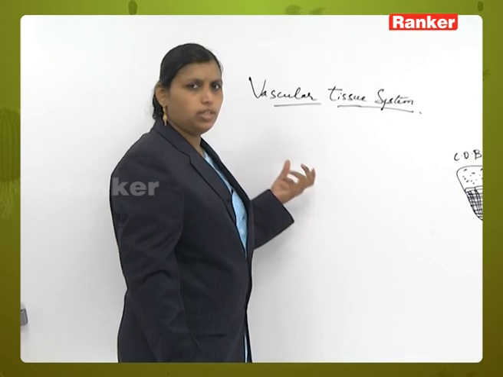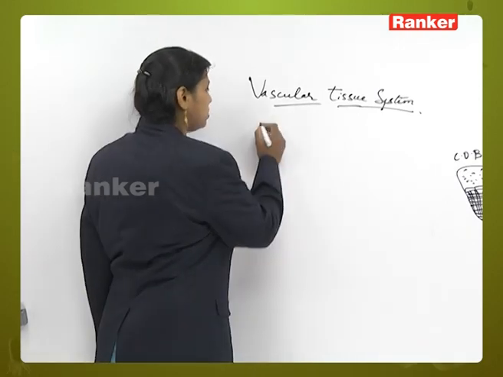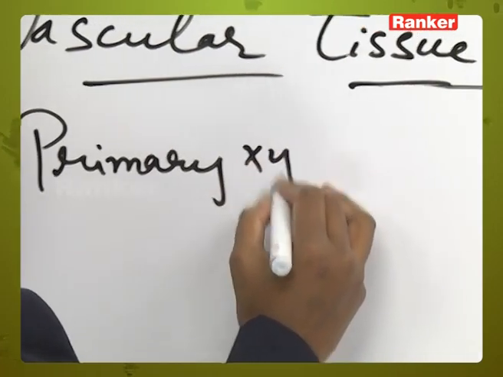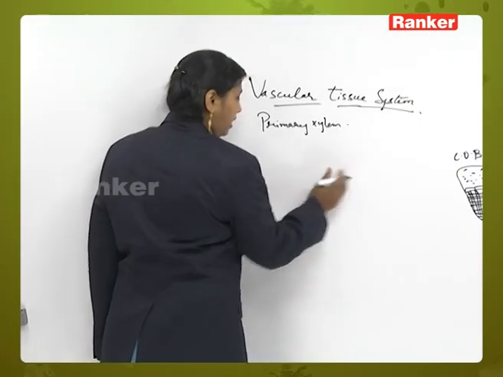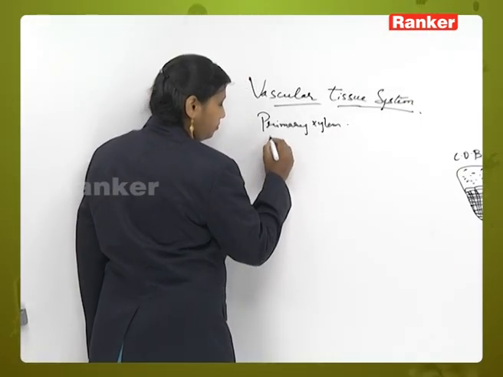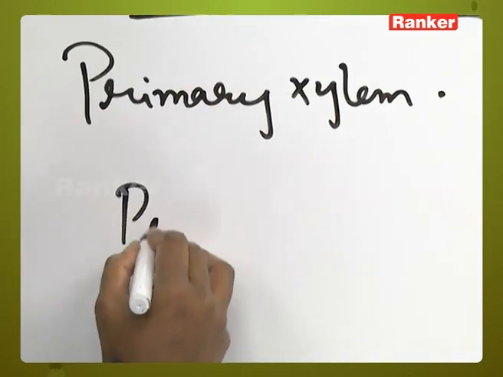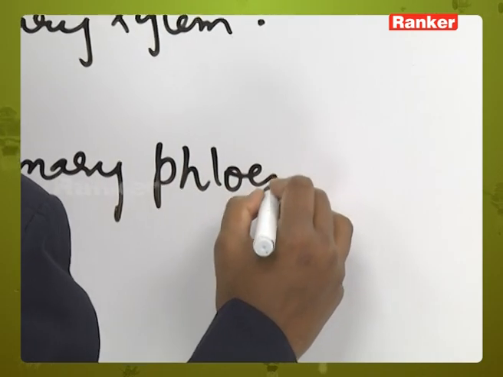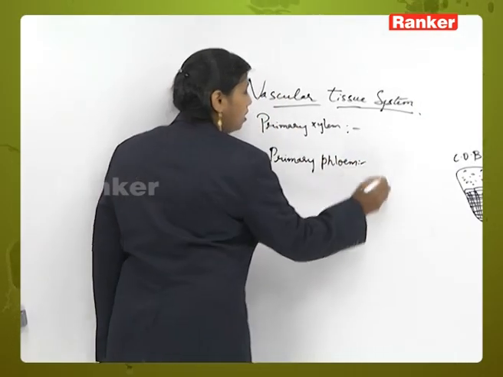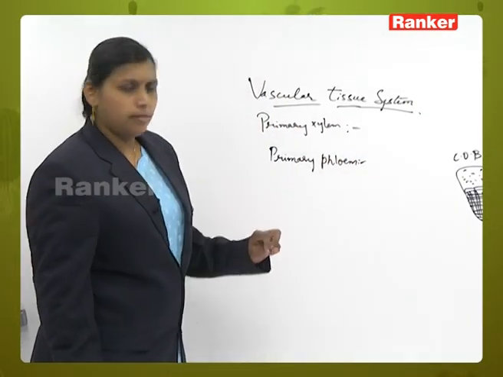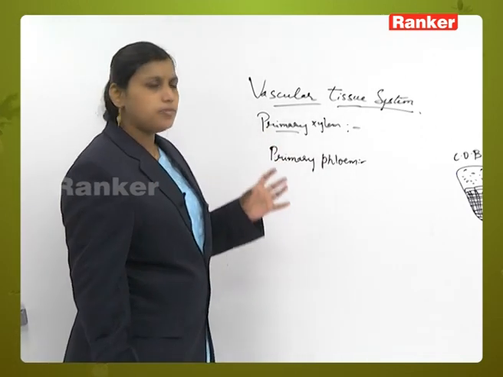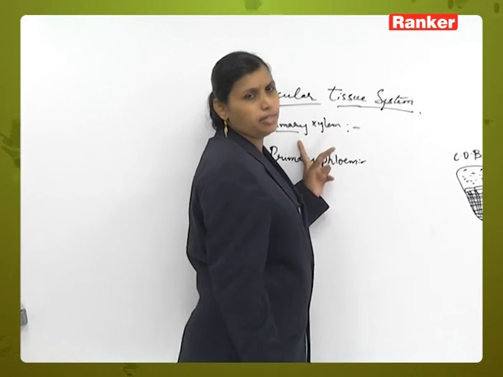Now next, when we are talking in terms of the vascular tissue system, we have already learned in the complex tissues the terms. Again we have to repeat them here. Those are primary xylem and primary phloem. Okay, what is primary xylem? As we said, primary itself indicates the first formed xylem is called primary xylem.